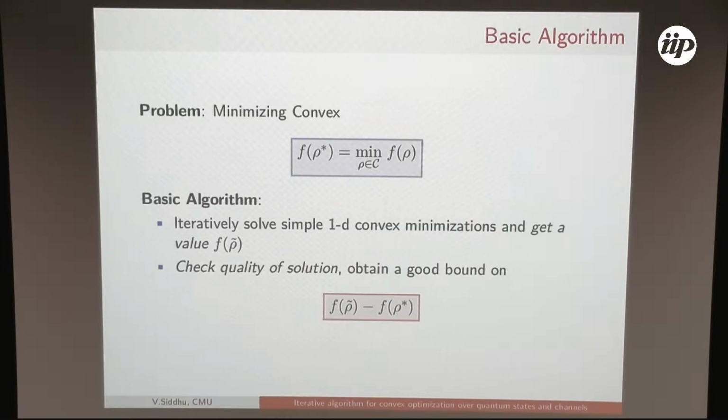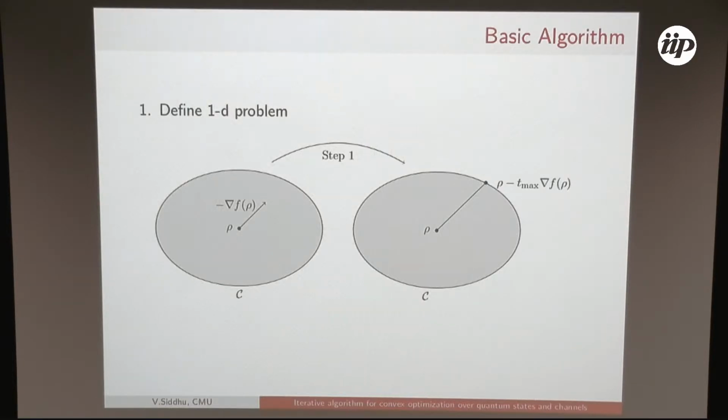Okay, so here's the minimization problem. You want to minimize some convex function over one of the sets I mentioned, density operators or quantum states. And here's the basic algorithm. You break down your problem into many one-dimensional convex optimization problems, and once you stop making progress, you halt. And then you get some solution at the end of this search, and you check how good your solution is. So let's start here.